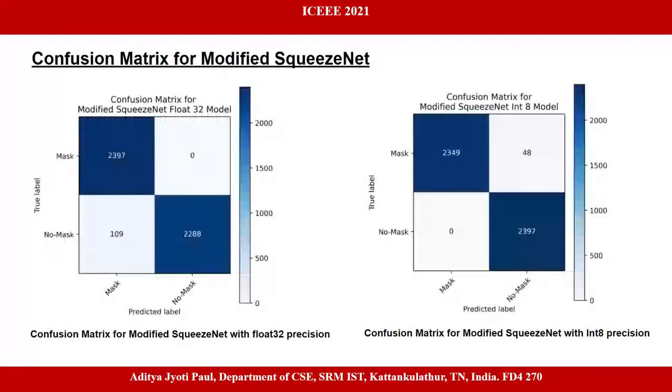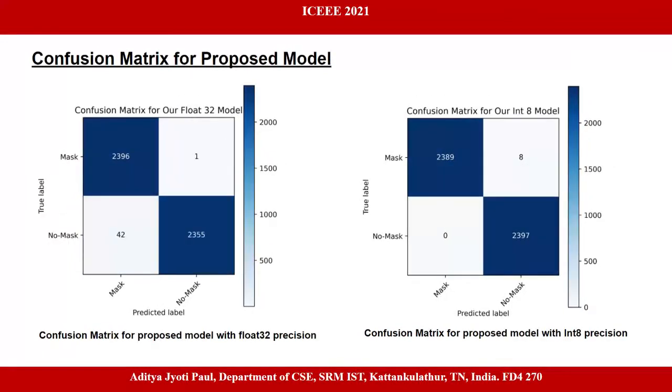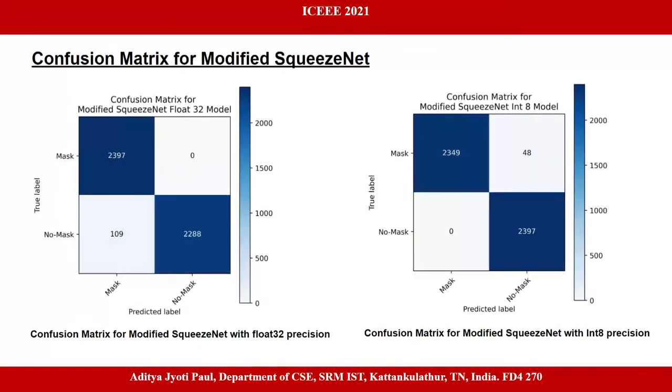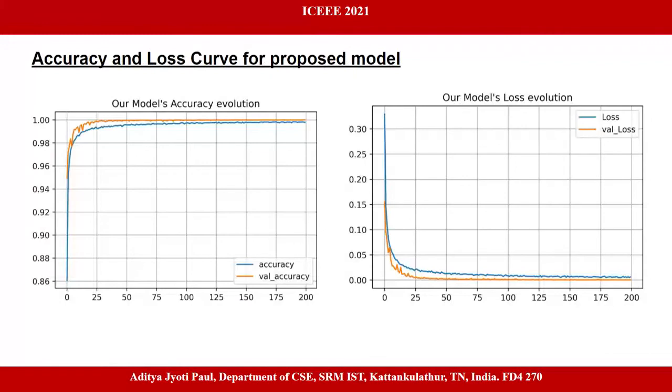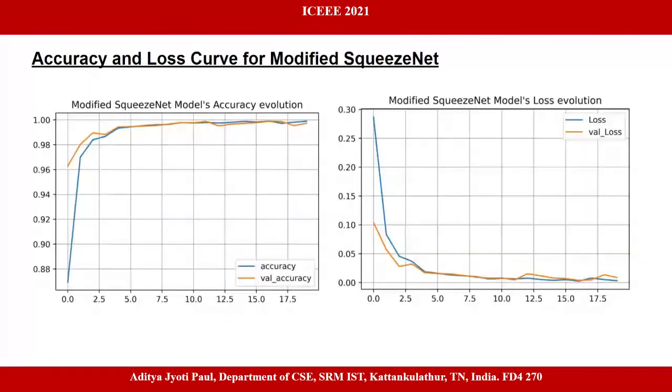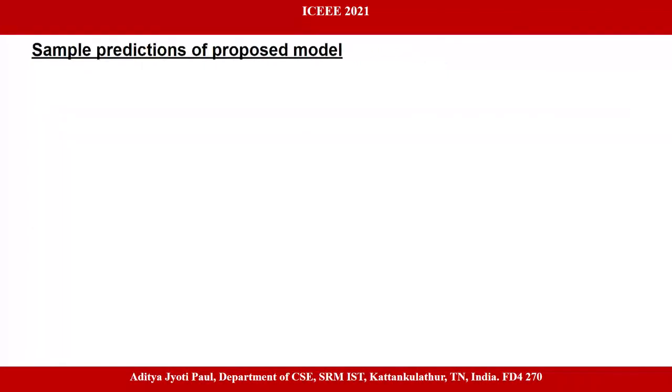And for the modified SqueezeNet, where we made the SqueezeNet smaller by removing some of those modules and having only 4 of the 6 modules, there out of 2397, it became 2349, and from about 2288, it became 2397, which is a slight increase. So we see that our model here, the first model, which is on screen right now, did perform reasonably well, despite being very, very small in size and much smaller than SqueezeNet. You can also see the accuracy and loss curves for the proposed model, SqueezeNet and modified SqueezeNet on screen.